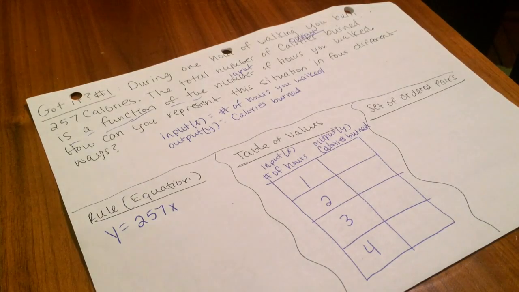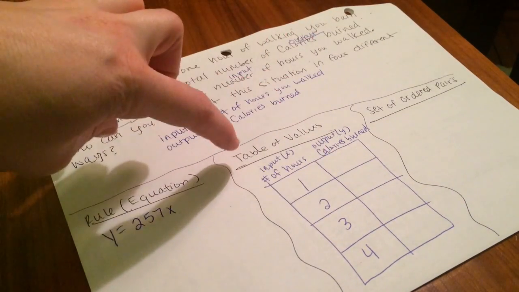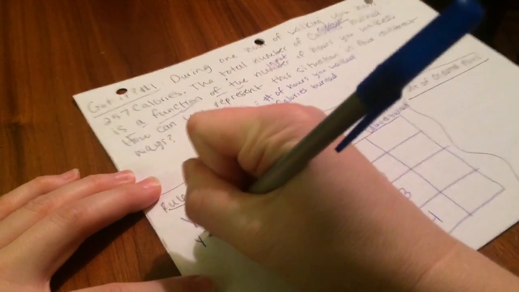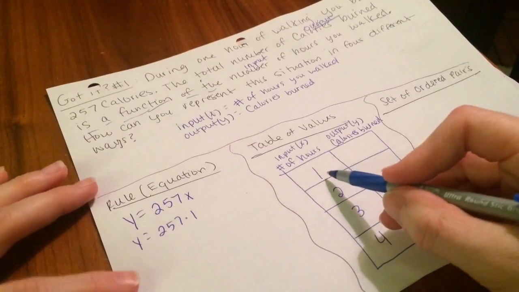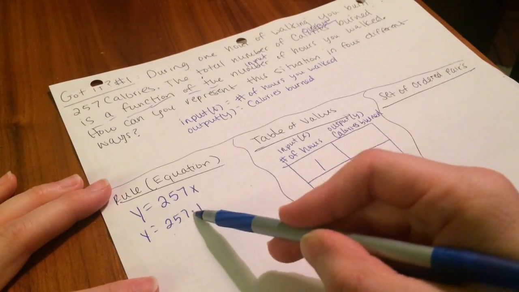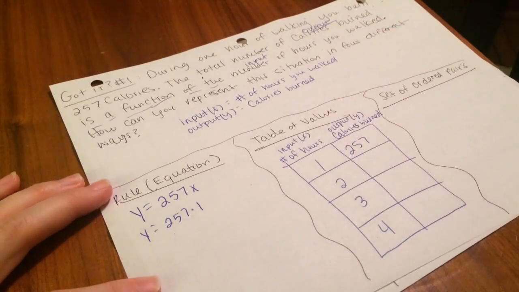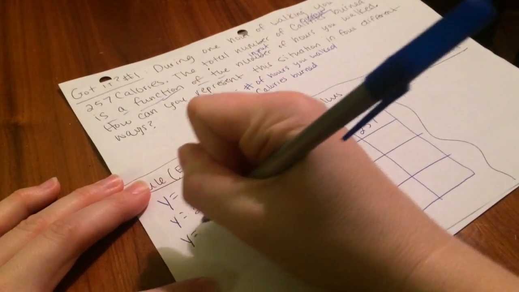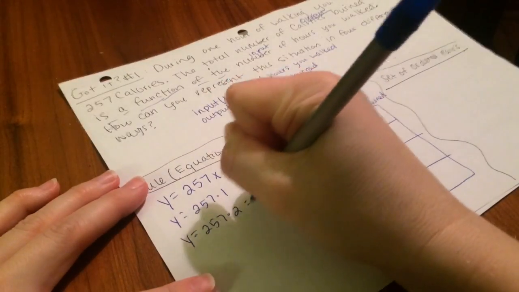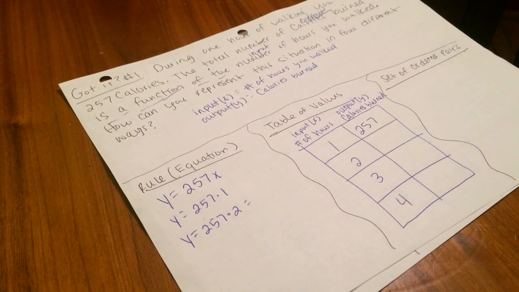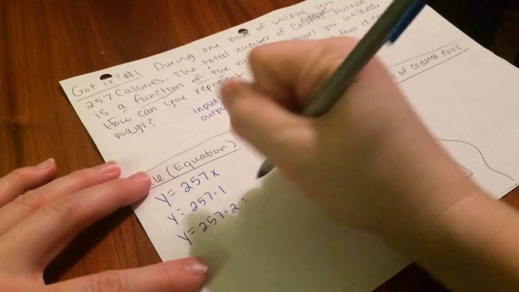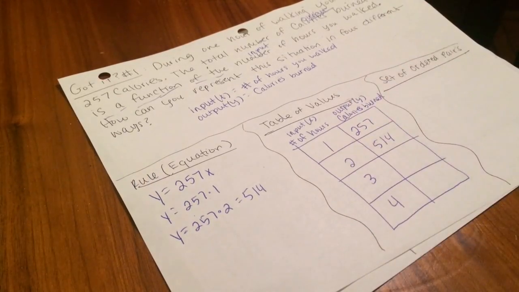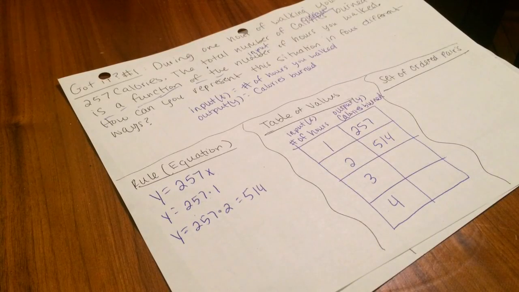Now we need to get the y value when your x values are 1, 2, 3, and 4. This is when you use your equation and plug in your x values. The first would be y equals 257 times 1. When x is 1, 257 times 1 hour means you burned 257 calories. After 2 hours, we plug in 2 for the hours in our equation: y equals 257 times 2, which is 514. After 2 hours, you've burned 514 calories, because you had to multiply.